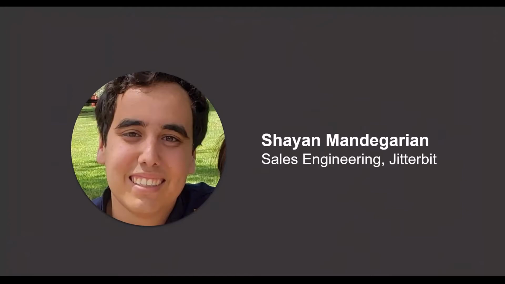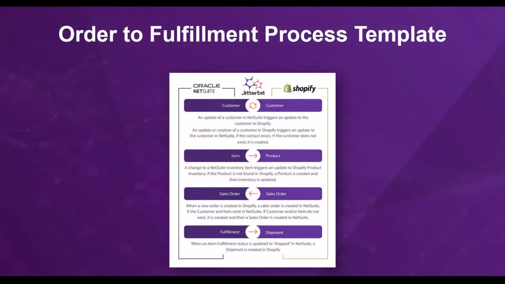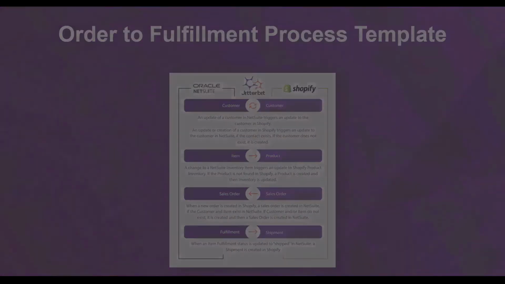Today, I'm going to demonstrate for you one of our process templates for NetSuite and Shopify. This packaged solution of pre-built integrations connects common data and processes between NetSuite and Shopify, significantly reducing your integration efforts. By using this process template, you can accelerate your order-to-fulfillment process by automatically synchronizing contacts, accounts, and inventory items between these systems, and updating fulfillment status when shipment is complete.